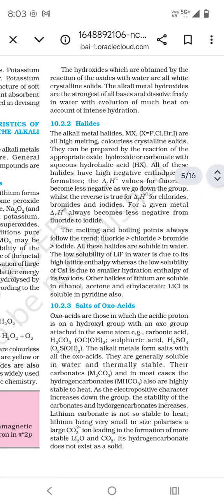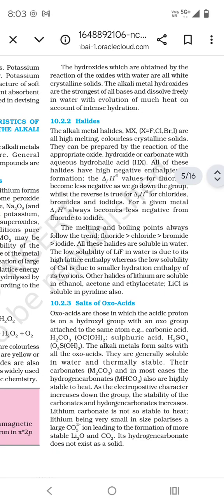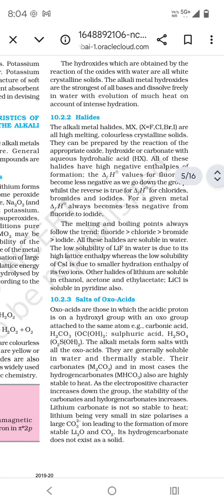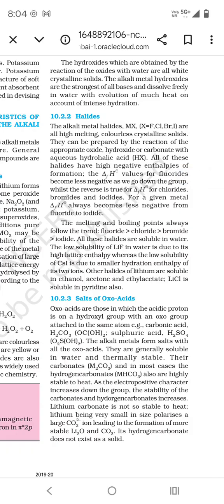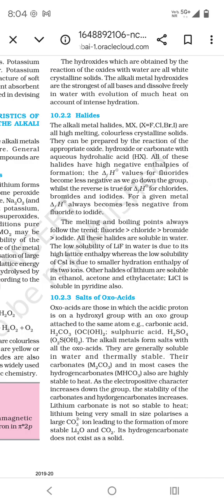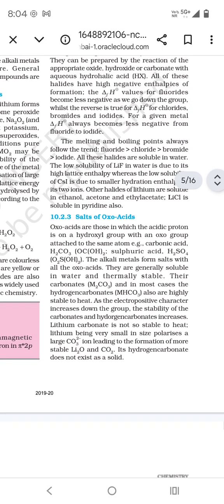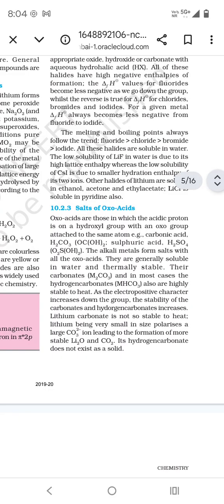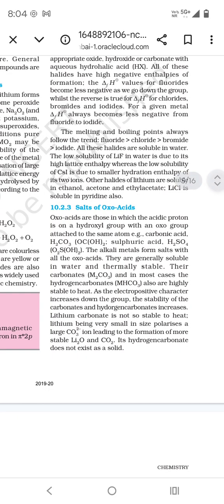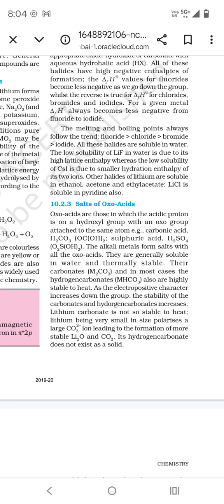Halides: the alkali metal halides, MX, are all high melting, colorless crystalline solids. They can be prepared by the reaction of the appropriate oxides, hydroxides or carbonates with aqueous hydrohalic acids. All these halides have high negative enthalpies of formation. The melting and boiling points always follow the trend fluoride, chloride, bromide, iodide. All these halides are soluble in water.